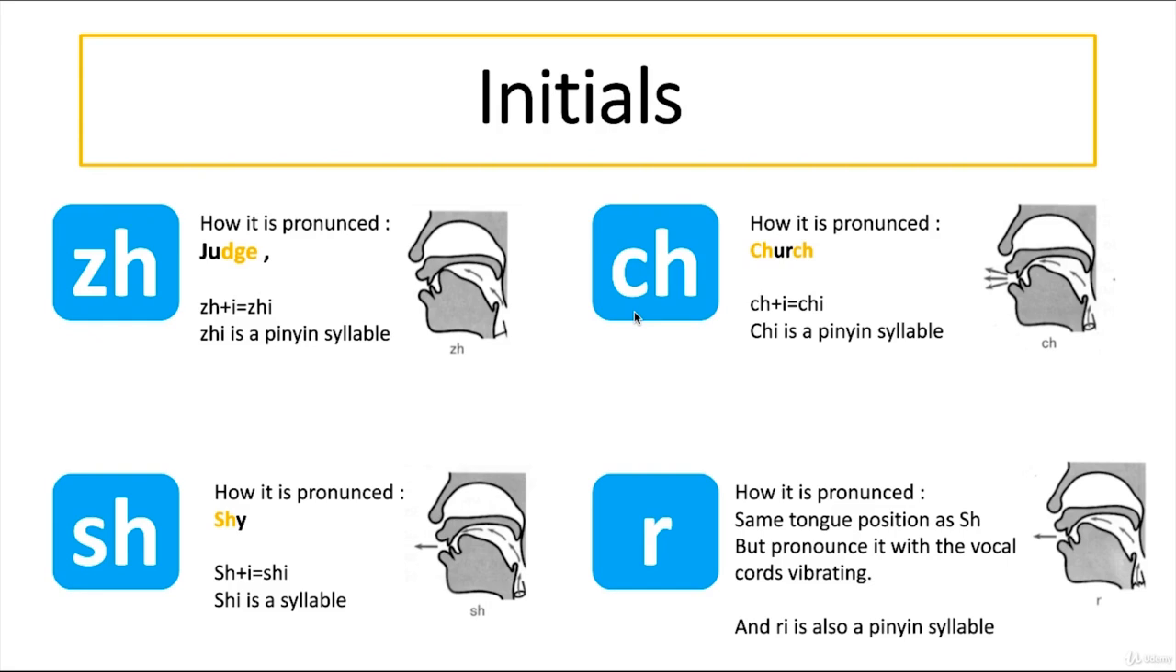Ch is similar to the sound of ch in church or peach. Remember, your tongue is curled up and back. Let's give it a try. Ch, ch, ch. Sh is just like the sound of sh in shy or bush. But remember to vibrate your vocal cords when we combine it with the vowel e. Sh, sh, sh.